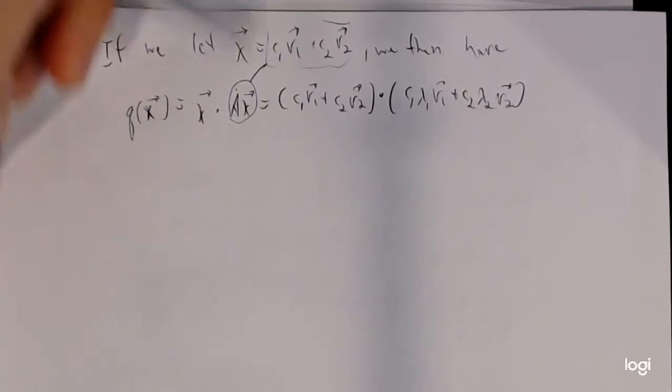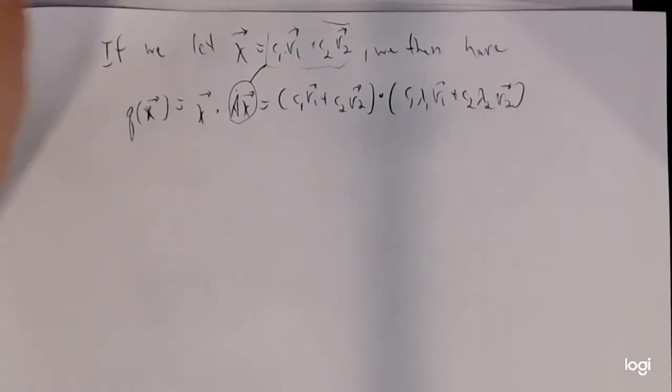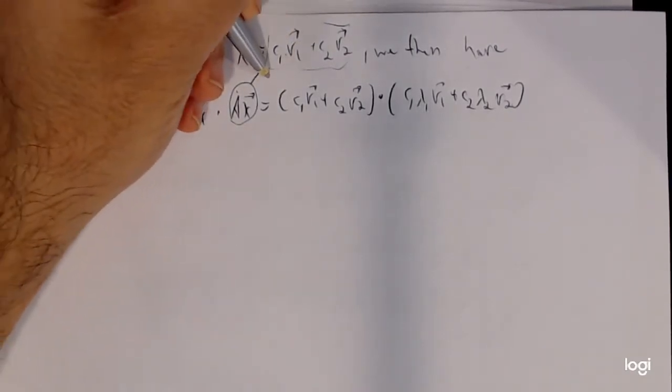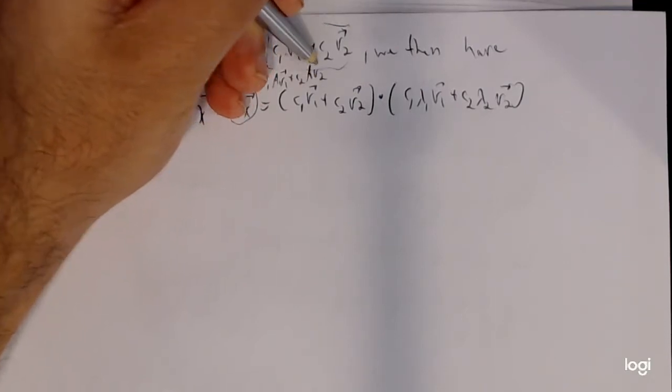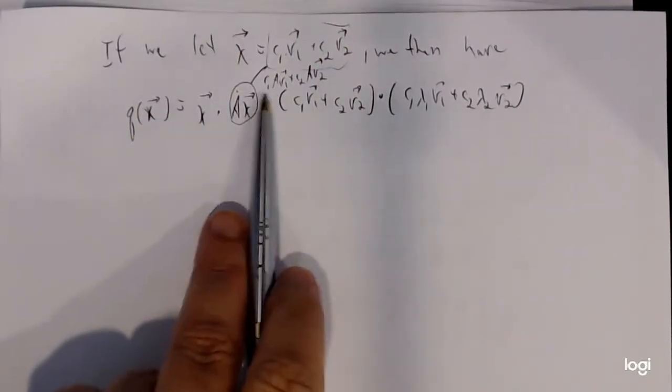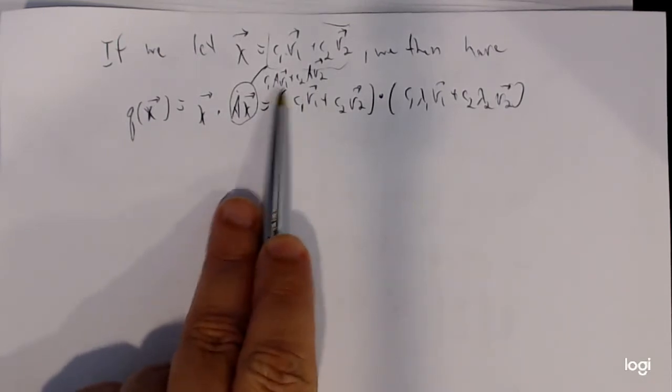So all I'm doing is, instead of this x, I'm replacing it with the linear combination of v1 and v2. Then what would I get? I would get c sub 1 A v sub 1 plus c sub 2 A v sub 2. Hopefully you could see this. And what is it that we know? What are v sub 1 and v sub 2? Aren't they eigenvectors of matrix A?